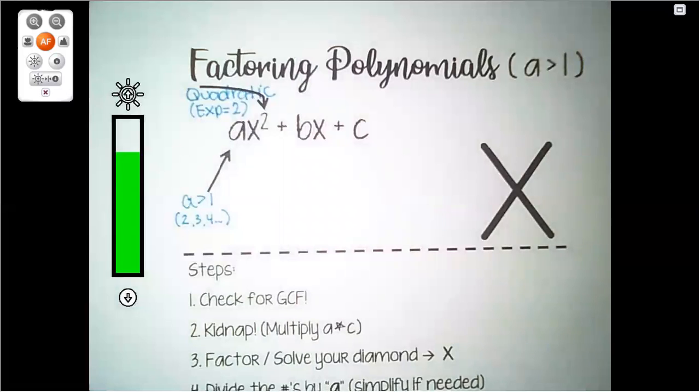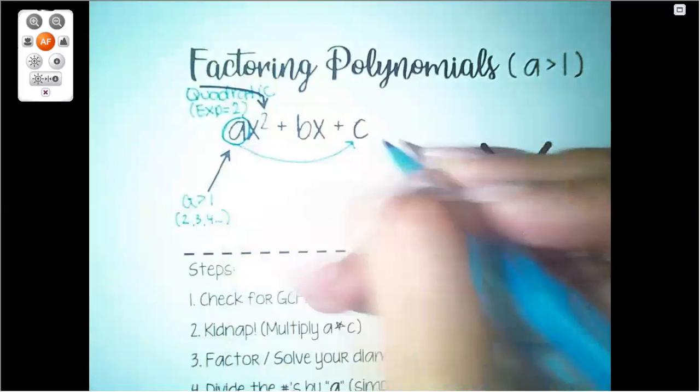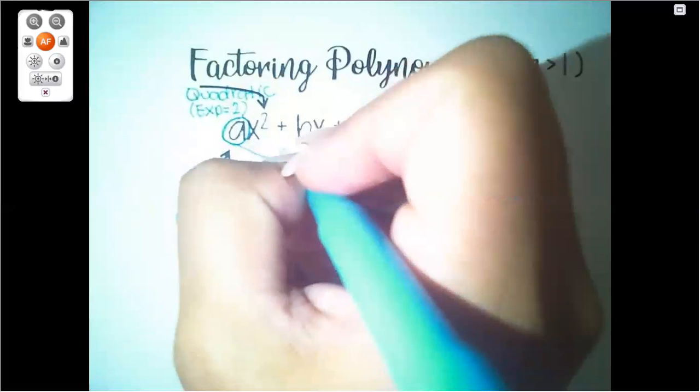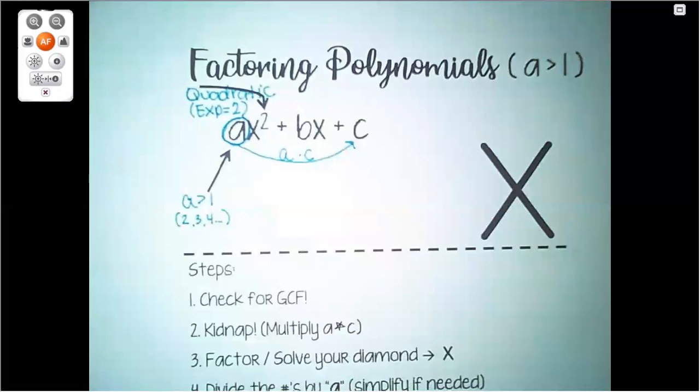So we're going to take that A, and we're going to kidnap it. I'm going to move it to the back. When I say that we're going to kidnap it, what I'm telling you to do is to multiply A times C. We're going to put those together. We're kidnapping A, moving it towards C.